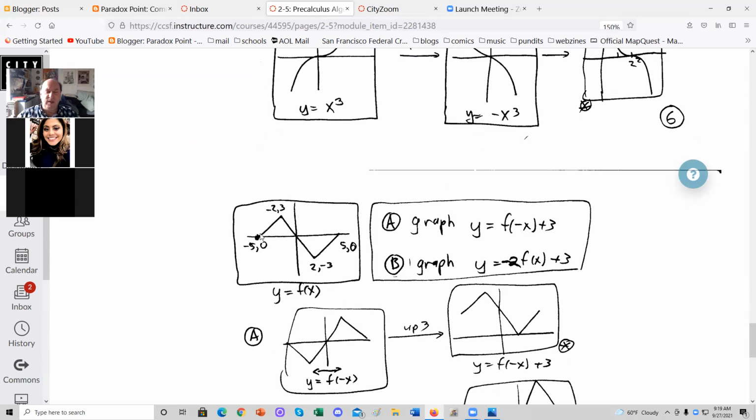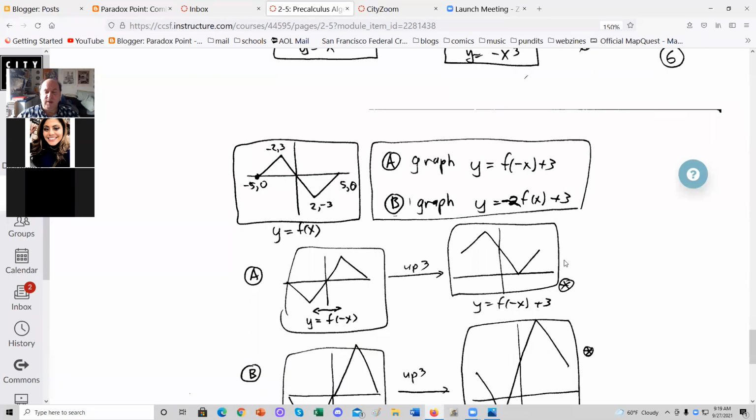Here we have this z-shaped graph from negative 5, 0 to negative 2, 3 through 0, 0 to 2, negative 3 to 5, 0. Graph y equals f of negative x plus 3. Graph negative twice f of x plus 3. For a, first, f of negative x, we flip left to right like this. So instead of the G-shaped graph, you get an S-shaped graph.